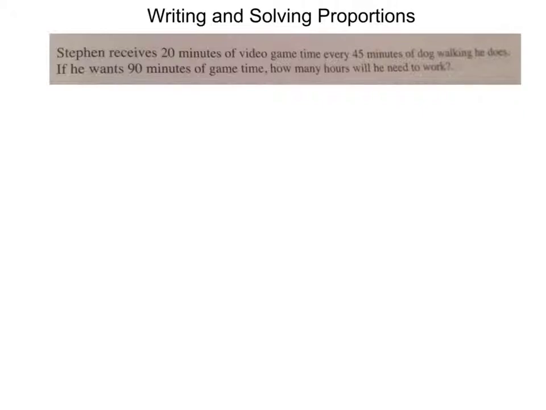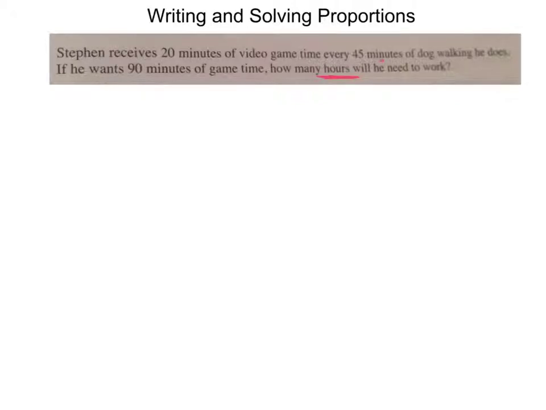All right, let's take a look at Steven here. He receives 20 minutes of video game time for every 45 minutes of dog walking that he does. He wants 90 minutes of game time, so we want to know how many hours he will need to work. Okay, we've got a couple things going on here that I noticed right away, minutes and hours. So we're going to remember that at the end, that we want our answer in hours.